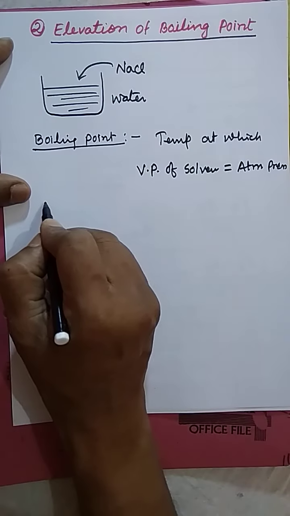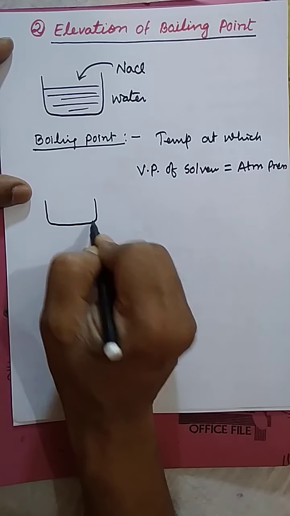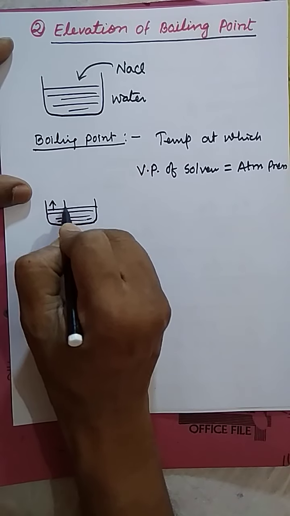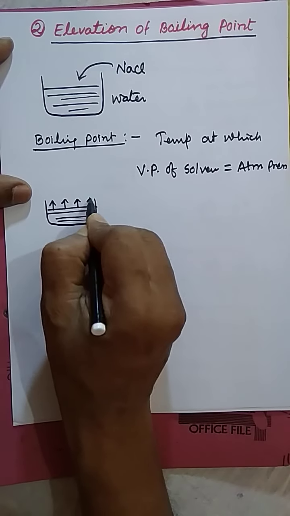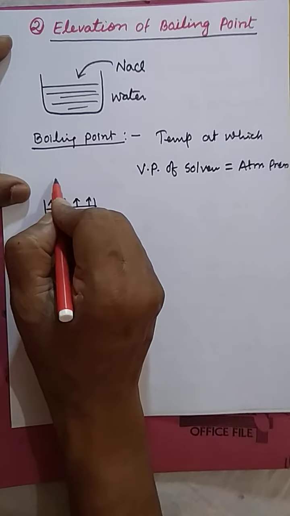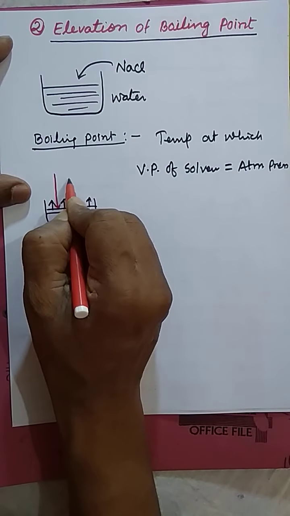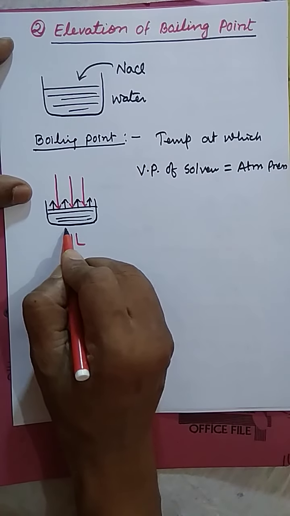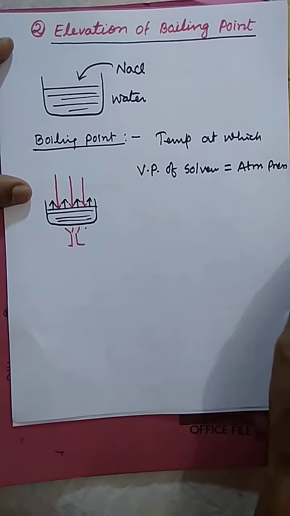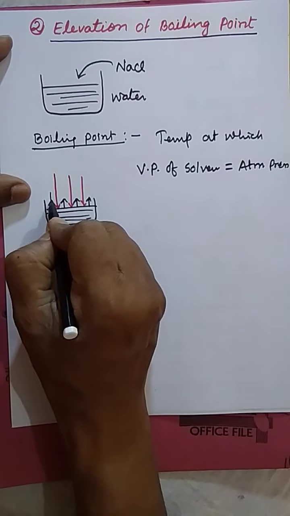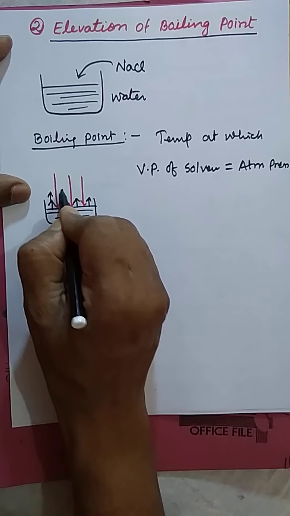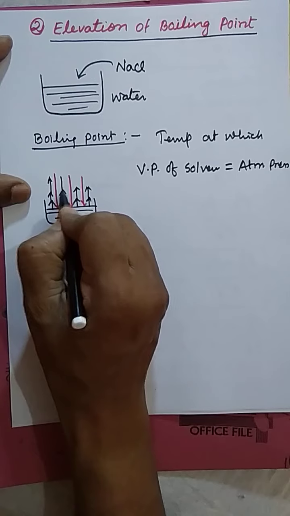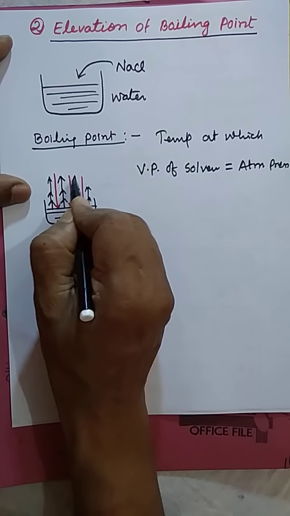For example, suppose you take water in a pot. Now it has some vapor pressure. It's not equal to atmospheric pressure, and atmospheric pressure also acts on the water surface. Now if you heat the water, its vapor pressure gradually increases. Vapor pressure increases and increases like that after heating, because you are heating, that means you are increasing the vapor pressure.